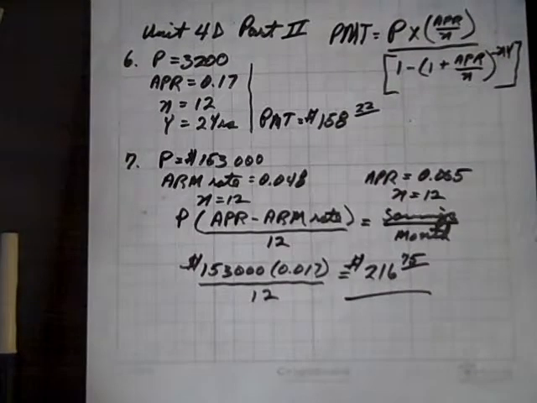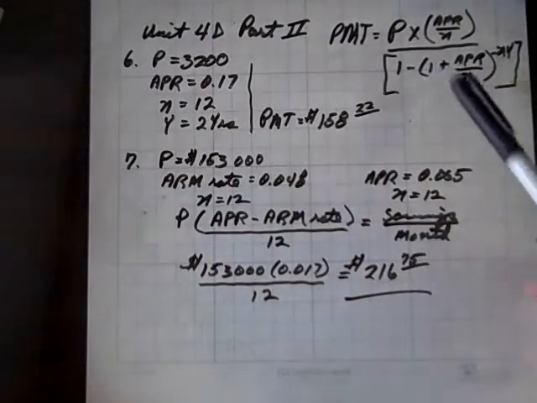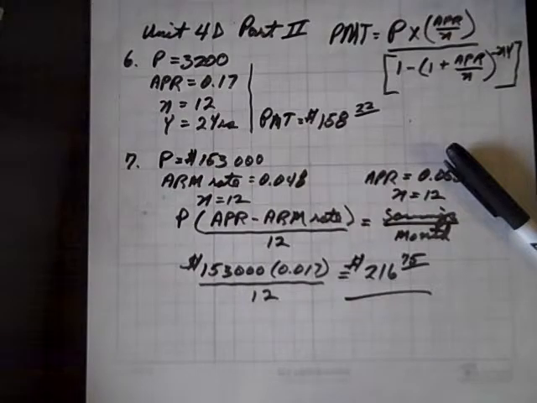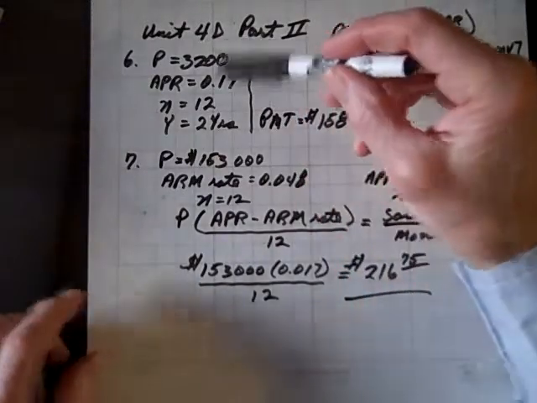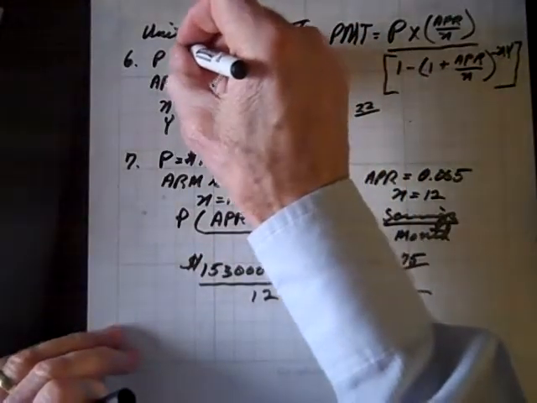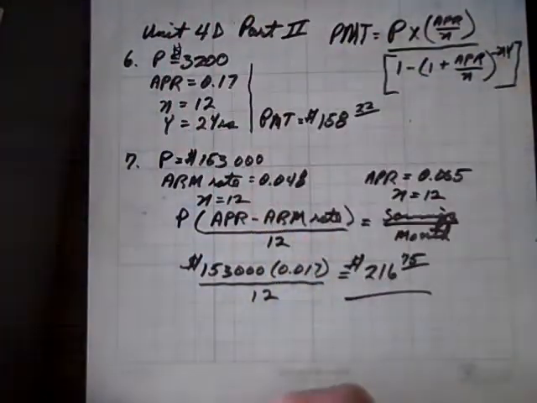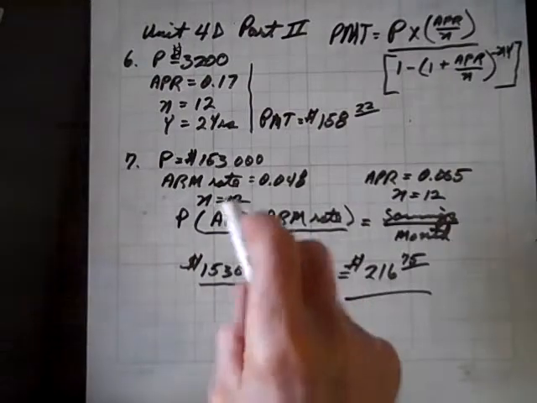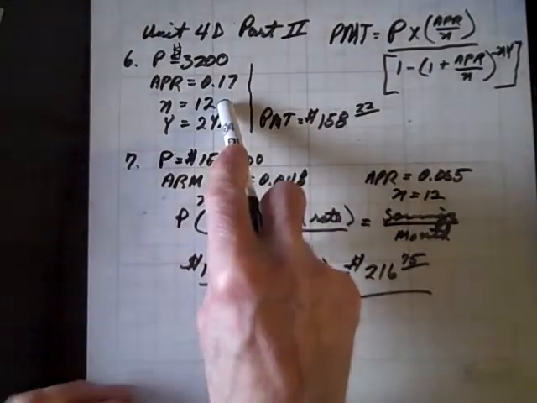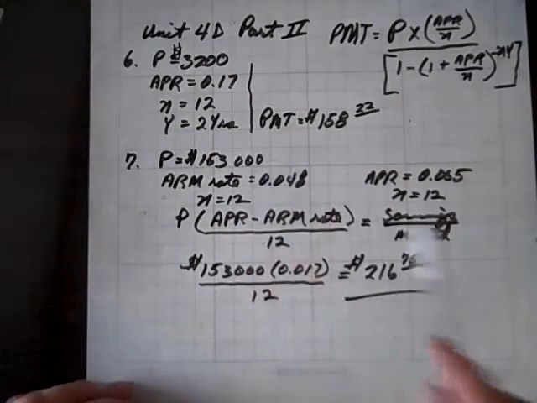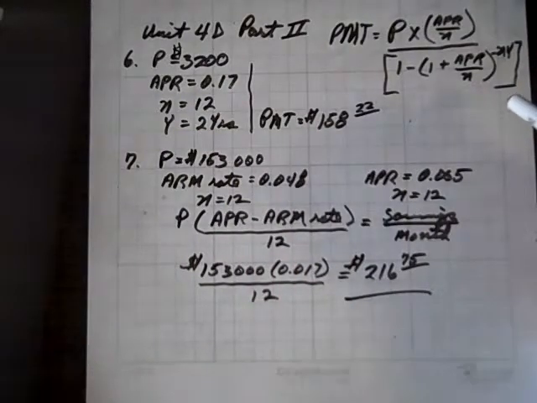Well, this is Unit 4D, Part 2. And here's our payment formula. Remember, we're doing installment loans. So if we have a principal of $3,200 and a rate of 17%, and we're making 12 payments a year, so N is 12 for 2 years. What's the size of the payment it's going to require to pay this thing off?